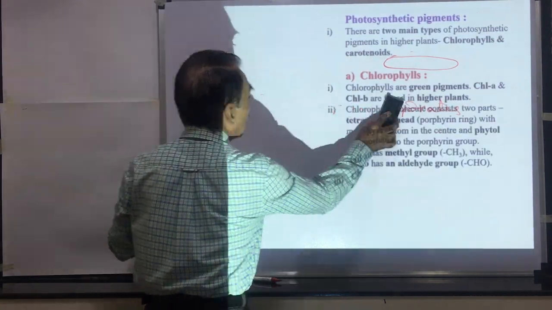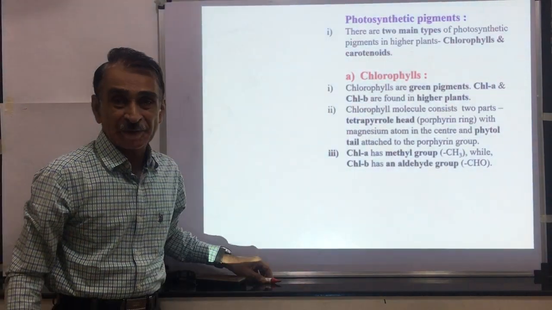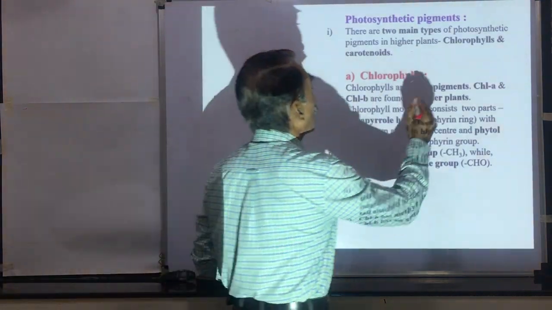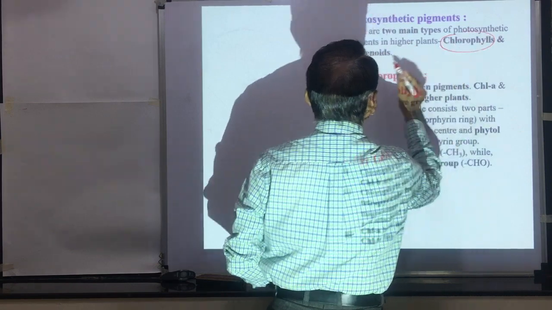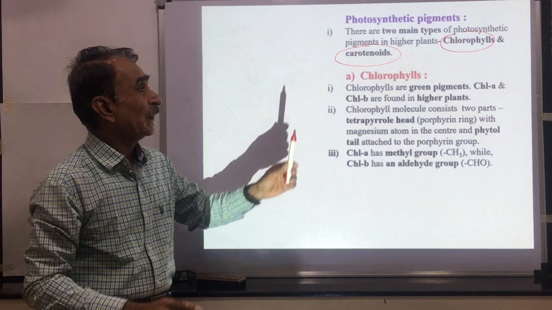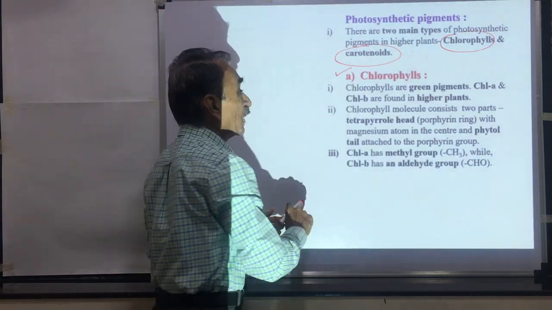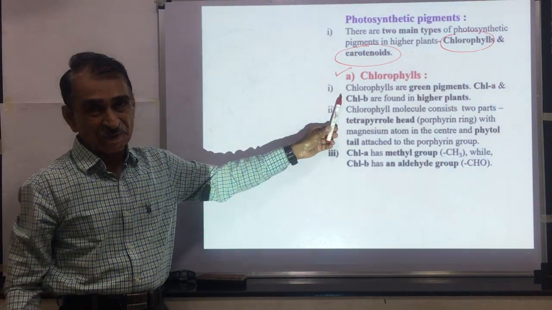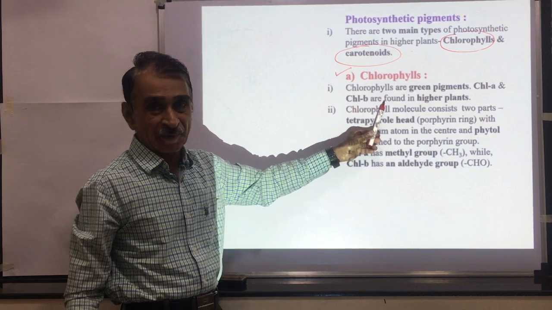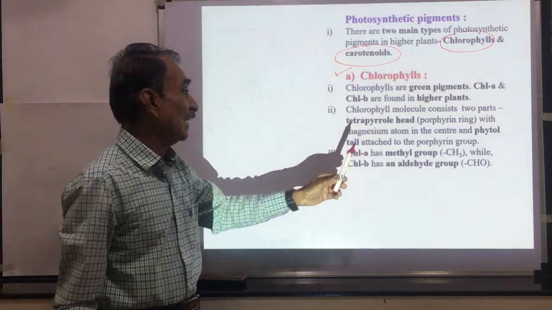Then we shall turn towards the photosynthetic pigments. There are two main types of photosynthetic pigments in the leaves of plants, chlorophylls and carotenoids. Then we shall see the chlorophylls. Chlorophylls are green pigments, we know. Chlorophyll A and chlorophyll B are found in the higher plants.